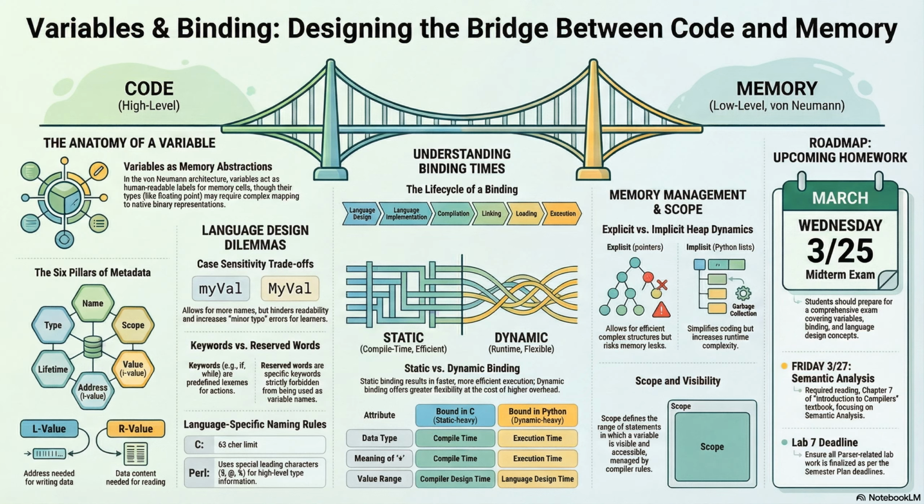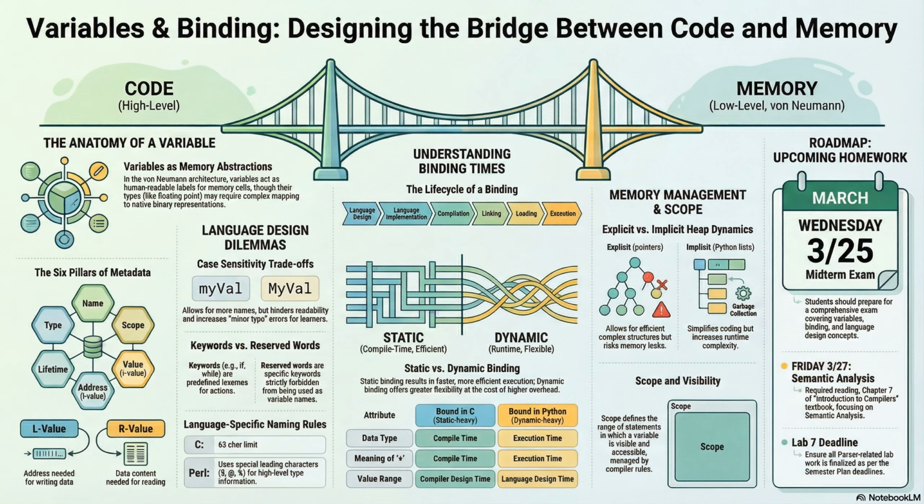The humble variable. Right, because if we want to understand compilers, we have to look at the physical reality of what they're actually manipulating. And to do that, we have to go all the way back to the von Neumann architecture. Oh, the classic von Neumann bottleneck. Exactly. The central issue of modern computing is that the processor, which executes the instructions, is physically separated from the memory, which actually holds the data. Right, they're in two separate places.